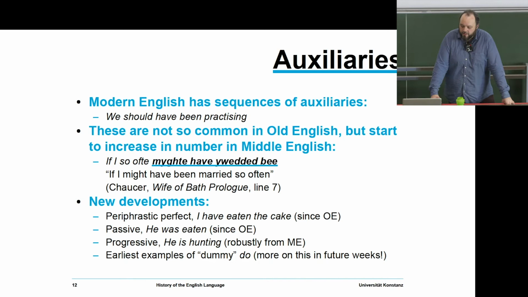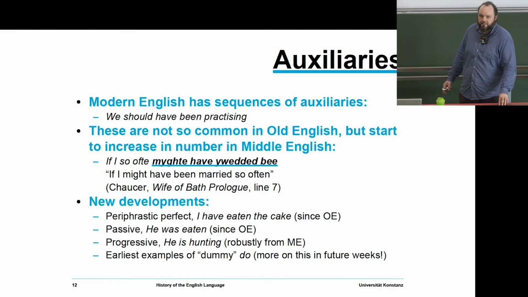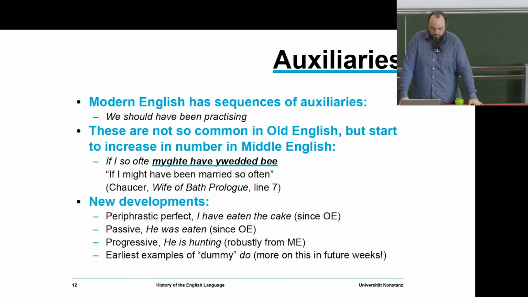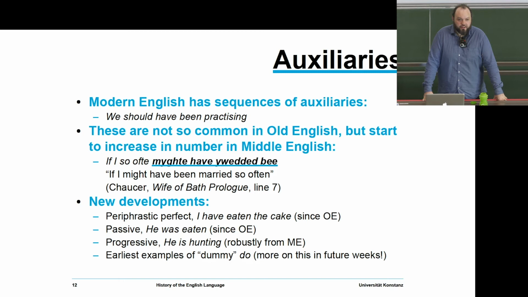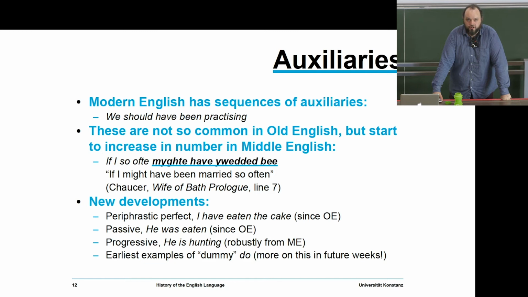So we find things like the new perfect, "I have eaten the cake." This is something that we find from Old English onwards. It's probably a common West Germanic development, but it gets more and more common throughout the Old English period. The passive too, "he was eaten," this is something that we also see from the Old English period onwards. The progressive, on the other hand, that's something that is very, very characteristic of English, all of these -ing forms. That's something that we only see robustly from the Middle English period onwards. We don't really find progressives, at least not very often, in Old English.